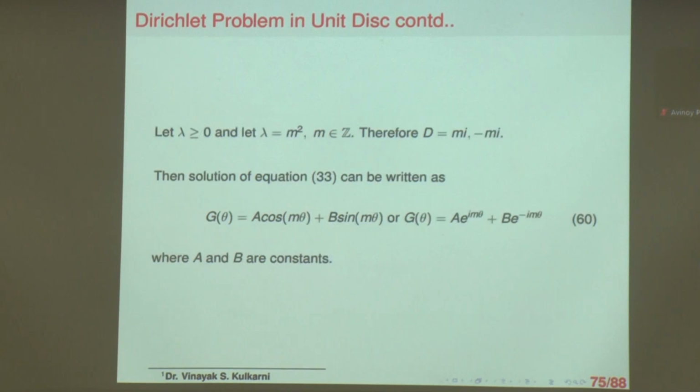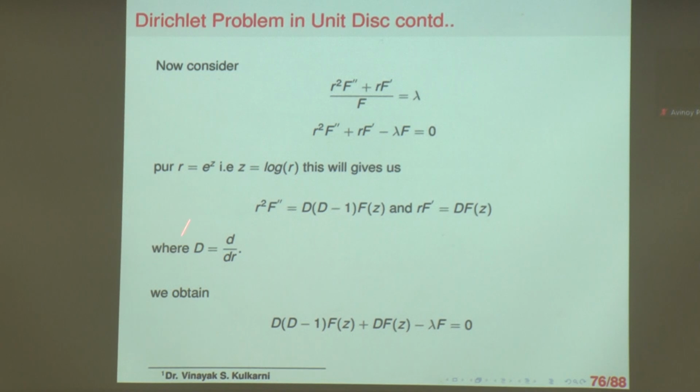So when lambda is positive, lambda equals m square, m a positive integer, and then D is plus or minus mi, and g of theta can be written as A cos m theta plus B sin m theta, or I can write it in the exponential form also. So this is the solution for g of theta. Once again, the function is defined on a circle, and therefore whenever we talk about a function defined on a circle, that function is going to be periodic of period 2 pi. You can better understand this geometrically.